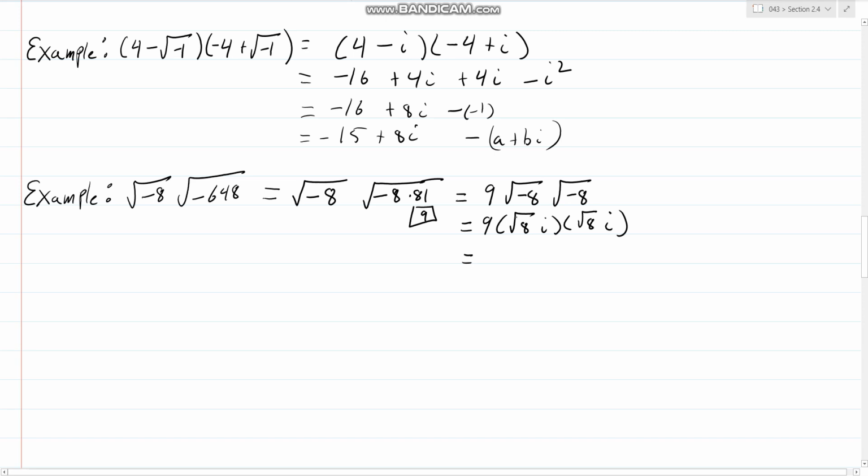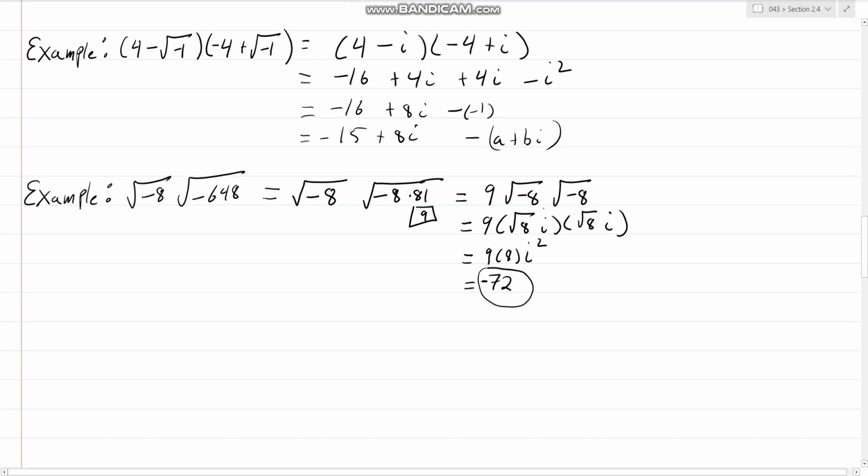And the square root of 8 times the square root of 8 is just 8. The square root of anything times itself is just itself. And then we have that i squared. 9 times 8 is 72, so I have -72 as my final answer, okay? And so that's how I would break these up. You can use the first one as kind of a clue of what you should do for the second one. Just look for that same term. Yeah, and that should help.